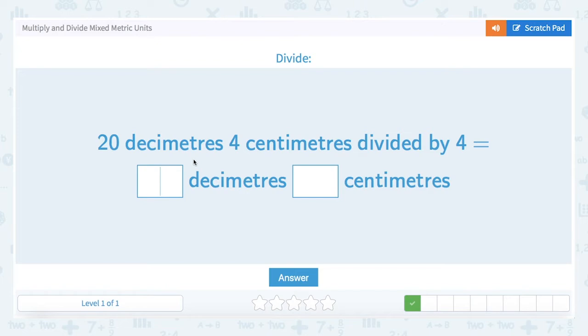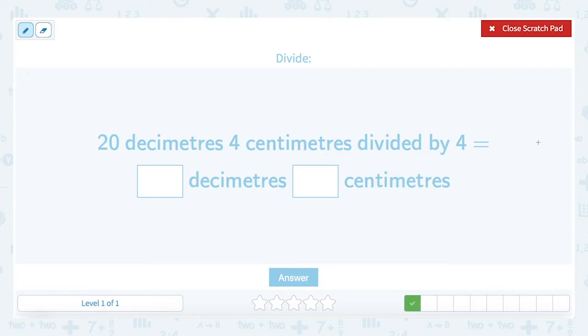Let's try another one. 20 decimeters, 4 centimeters, divided by 4. All right, division tends to be a bit easier. We don't usually run into that issue like we did in the last problem, where we have to do any extra conversions at the end. Let's see. 20 decimeters divided by 4 would be 5 decimeters. 4 centimeters divided by 4 would be 1 centimeter.